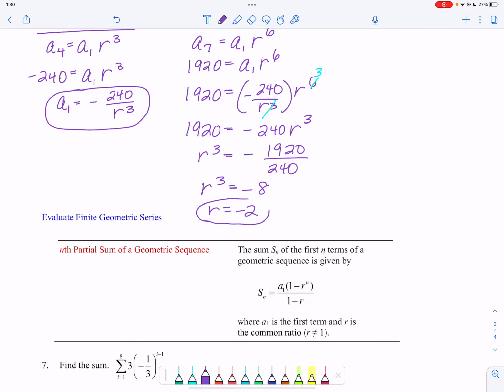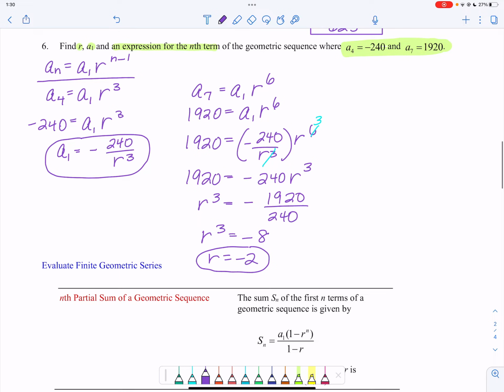So we have a lot going on. Now we've found r. We do not have a sub 1 yet. So we can now find a sub 1, which is negative 240 over r cubed, which was negative 8. So a sub 1 is going to be positive 30.